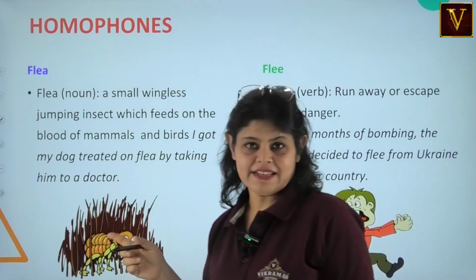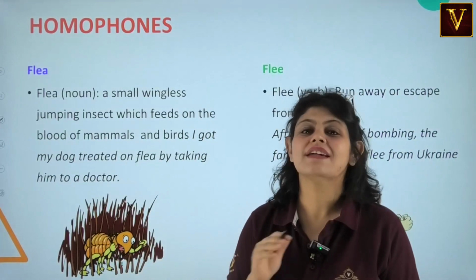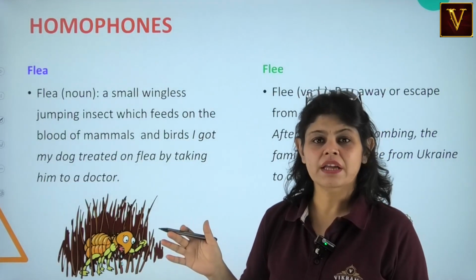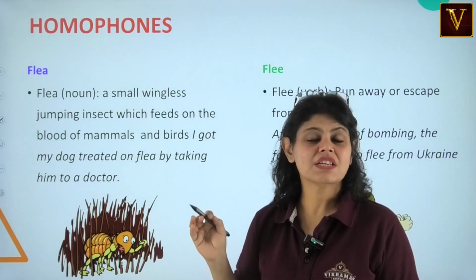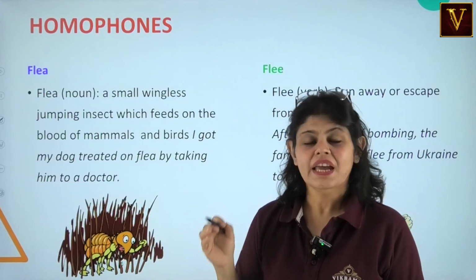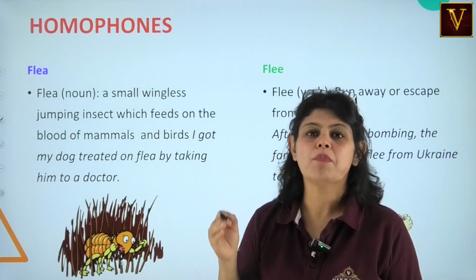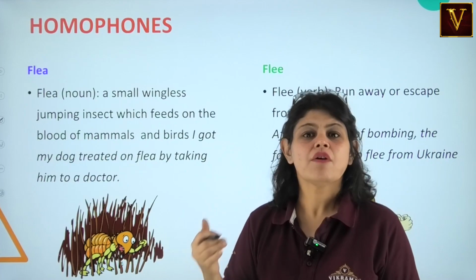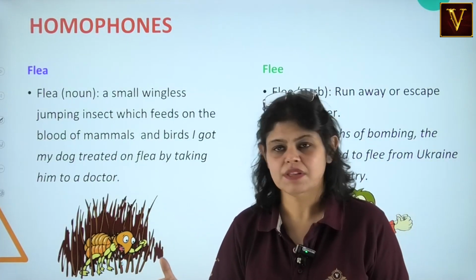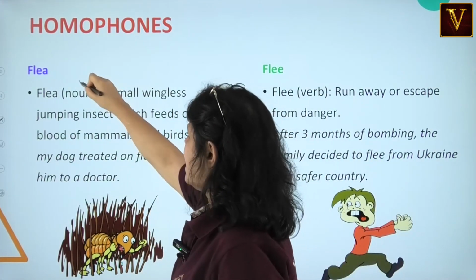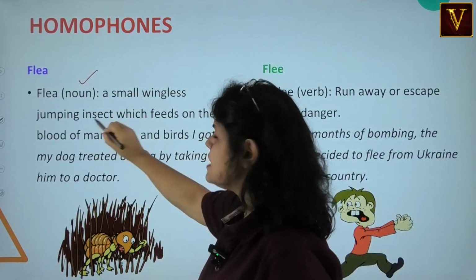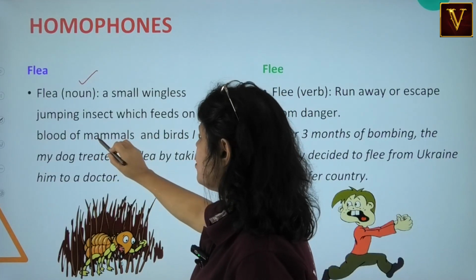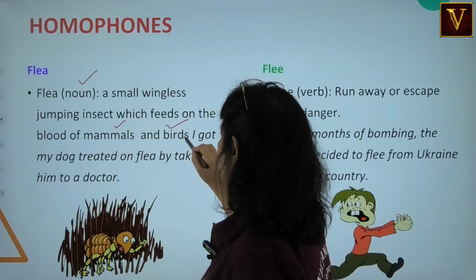Now, next we talk about flea. A flea is an insect which does not have wings at all, right? It remains on the body of animals, and it feeds itself from the blood of those animals, right? Now, flea is a noun. It's a small wingless jumping insect which feeds on the blood of mammals and birds, right?